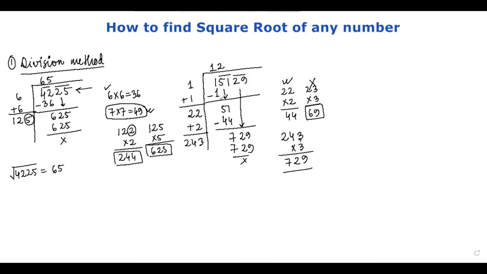So we write 3 here. So our answer is coming out to be square root of 15129 is equal to 123. And the last example that we are going to see in this division method is very important, which is to find the square root of 2.